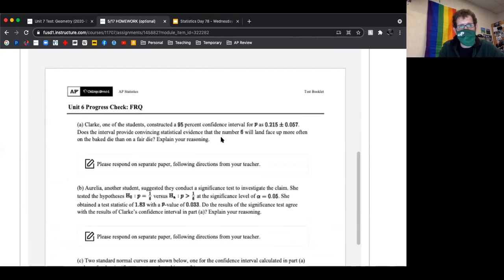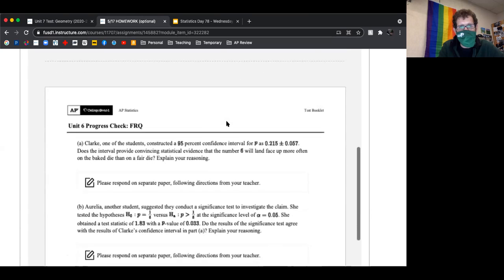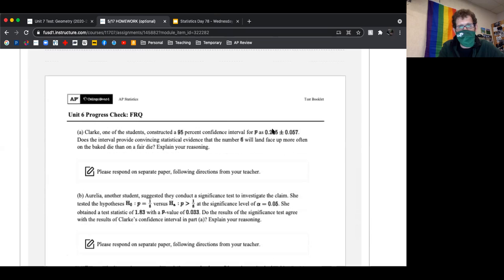here's what they came up with. Okay, it landed 43 times on 6 after they did this process. Now that's 21.5% of the time. They did their 95% confidence interval. So far, we don't even have to do any math. But does this interval provide convincing statistical evidence that the number 6 will land up more often on the baked die than on a fair die?